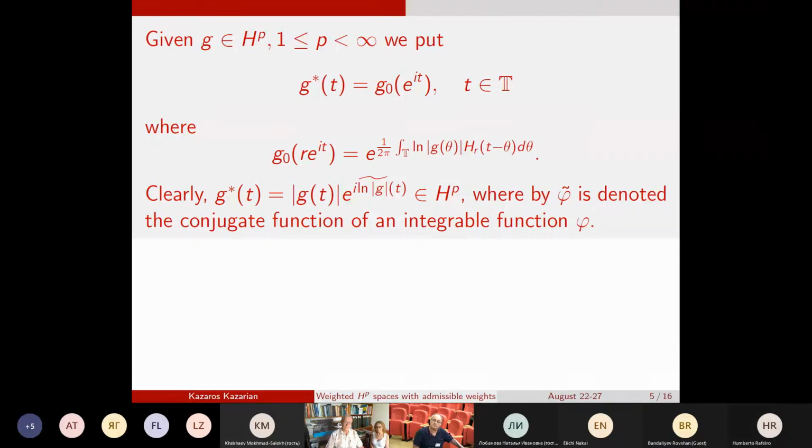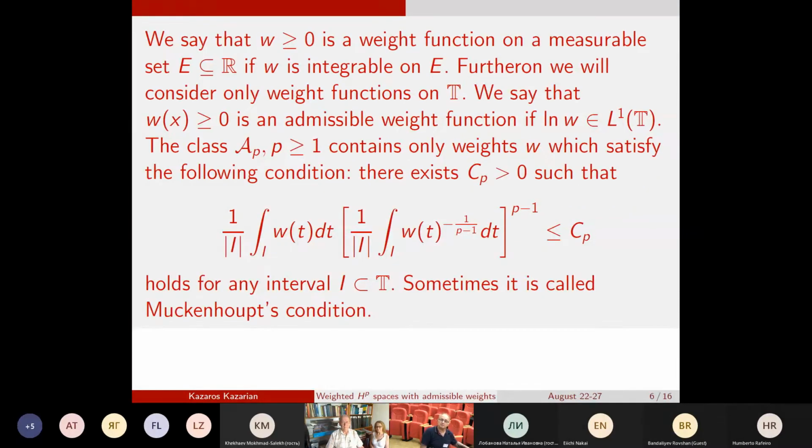of these functions. If we have the conjugate space of H^p, which we consider can be H^p prime, I have to say about weighted spaces. I have only given some notation. Now I would like to speak some words about weights. We have all these conditions about weights. Here is the definition of admissible weight function. Of course, we should speak about the A_p classes of weight functions, which sometimes is called Muckenhoupt's condition.